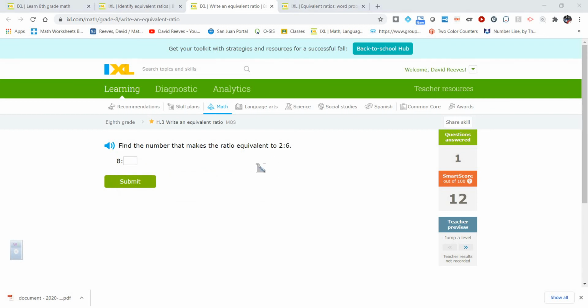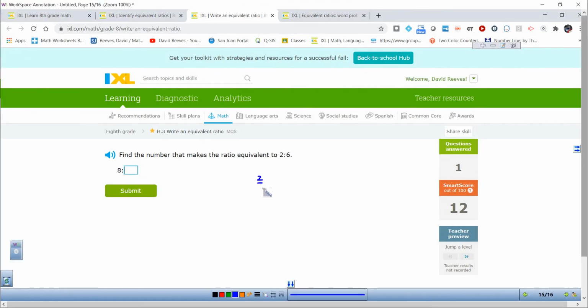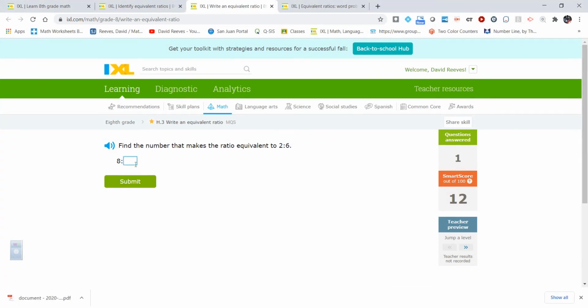All right, 2 to 6, same idea, right? If I have 2 to 6 and I have 8 to something, the question is, what do I multiply 2 by to get 8? Well, it's 2 times 4. So 8 is 4 times as big as 2, so I need the second number to be 4 times as big. So that's going to be 24. All right? All right, let's skip up to the next level and see what they have for us.